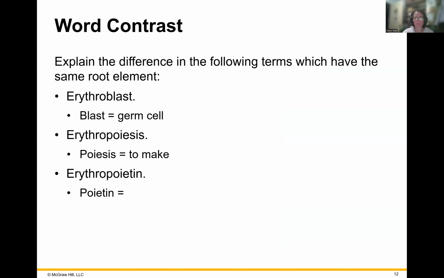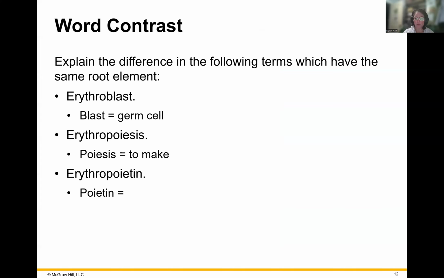These are some medical terms that actually have to do with the creation of red blood cells. So take a look at these. You can see that each medical term starts with the word erythro. And if you remember back at the slide before, erythro means red. So all of these have to do with the red blood cells.